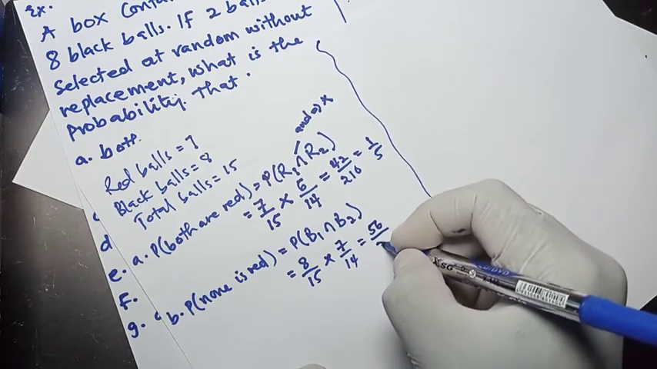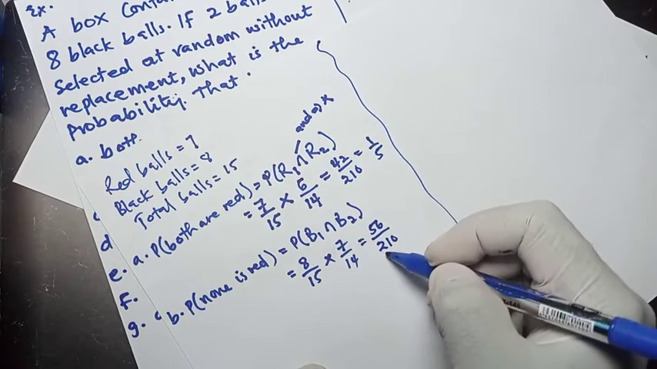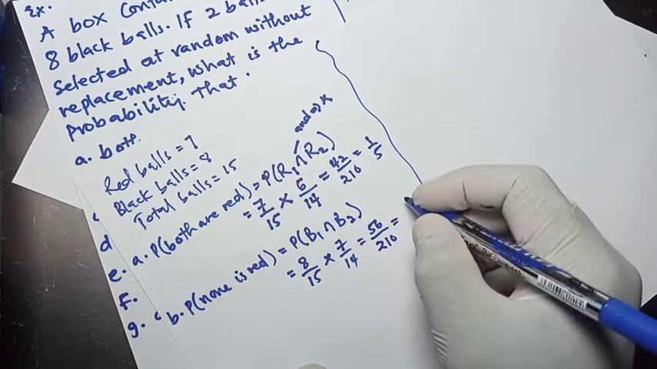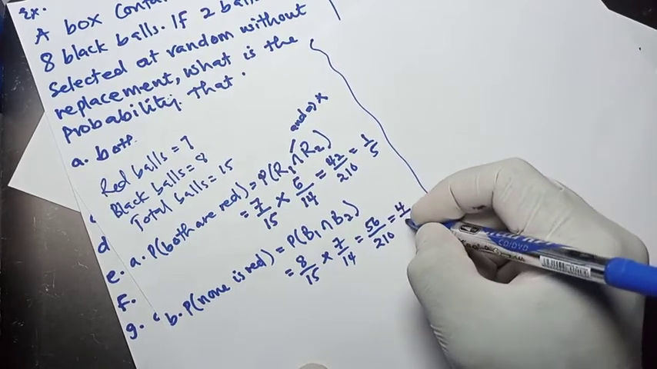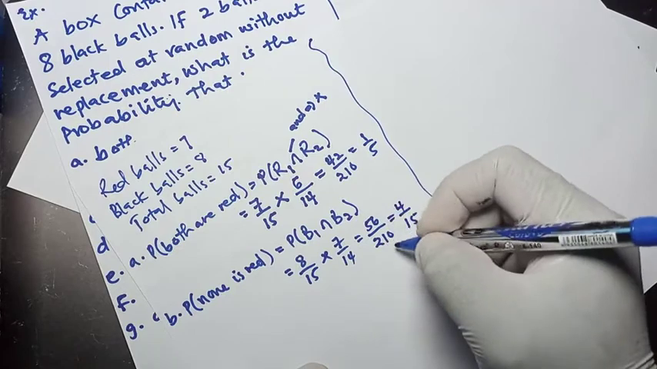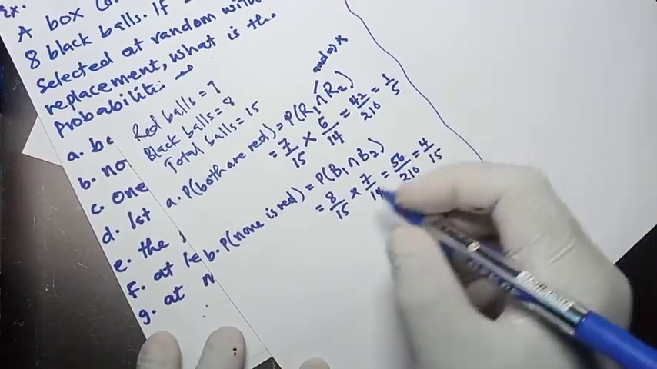And this will give us what? 56 on 210. So if you multiply this and this, you get 56. This times this, you get 210. If you simplify, your answer should be 4 over 15. You can key this on the calculator and I'm sure you get something like this. All right, now let's see.